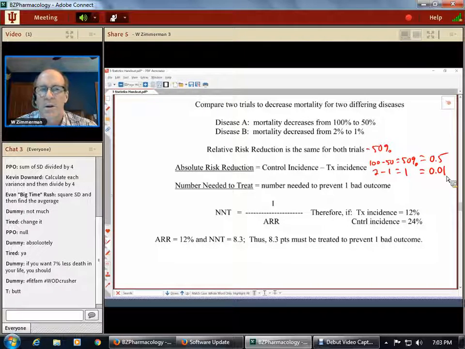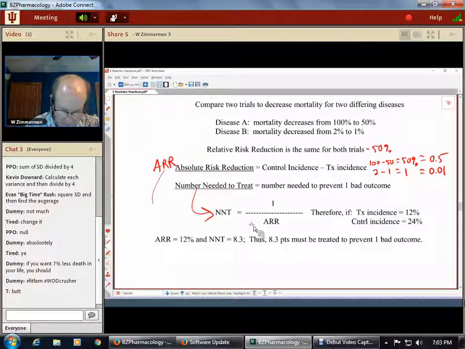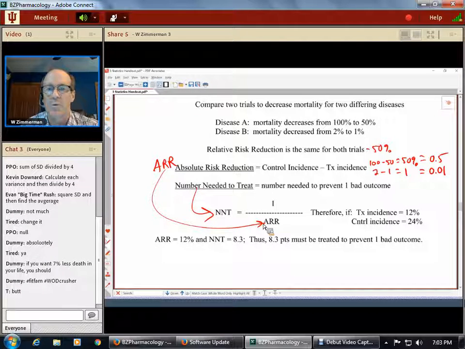All right, so that's our absolute risk reduction. Absolute risk reduction by itself, not all that helpful. But this absolute risk reduction, the ARR, is extremely useful because it gets used in our number needed to treat. And the number needed to treat, because the denominator uses the absolute risk reduction.